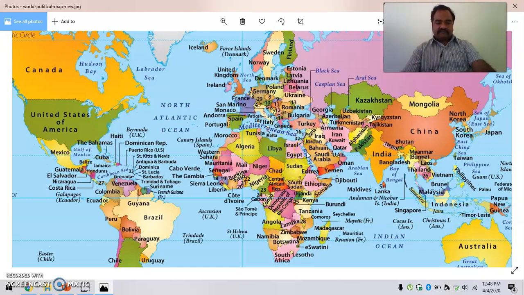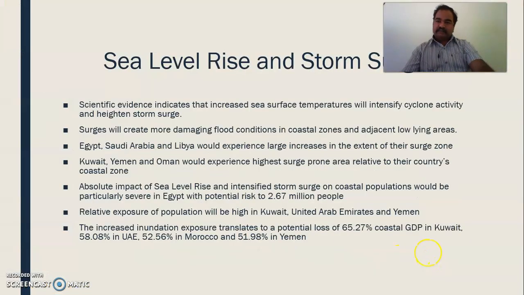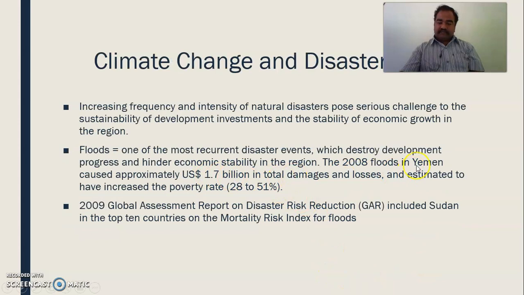These countries majorly depend upon sea activities. They depend upon the sea for transportation, and they depend upon fishing. So if these are affected, their GDP will also decrease. There was a flooding. I will show you an example. See, there was a flooding in 2008.